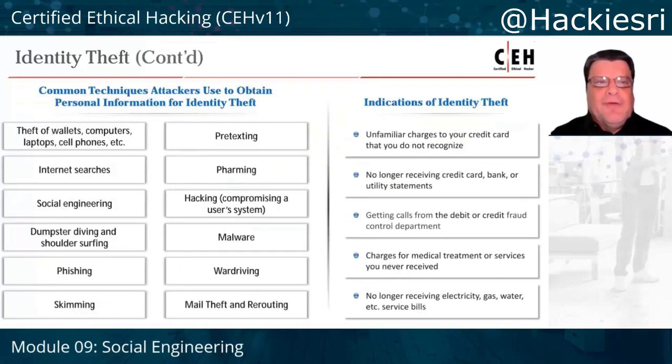Identity theft continued. Common techniques attackers use to obtain personal information for identity theft include the actual physical theft of wallets, computers, laptops, cell phones, and so on, internet searches, social engineering, dumpster diving and shoulder surfing, phishing, skimming, pretexting, pharming, hacking, compromising a user's system, malware, war driving, and mail theft and rerouting.